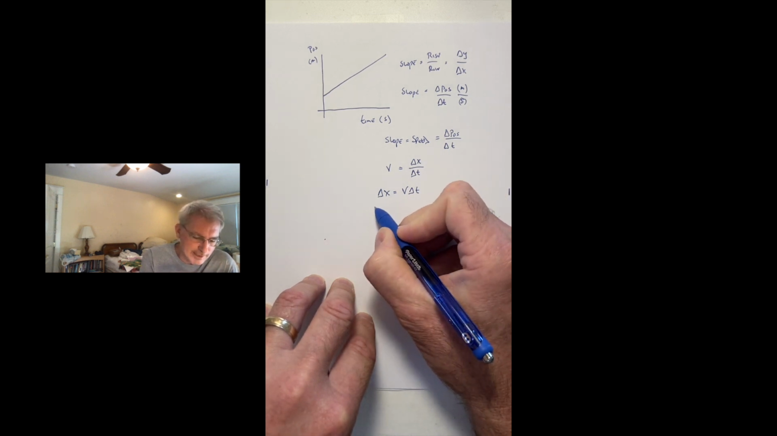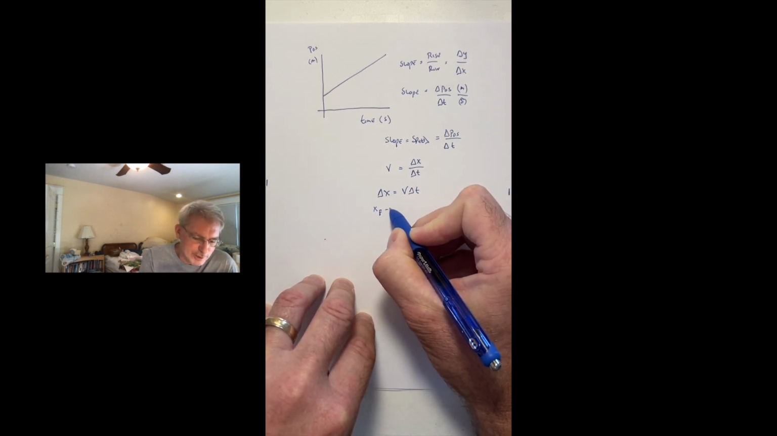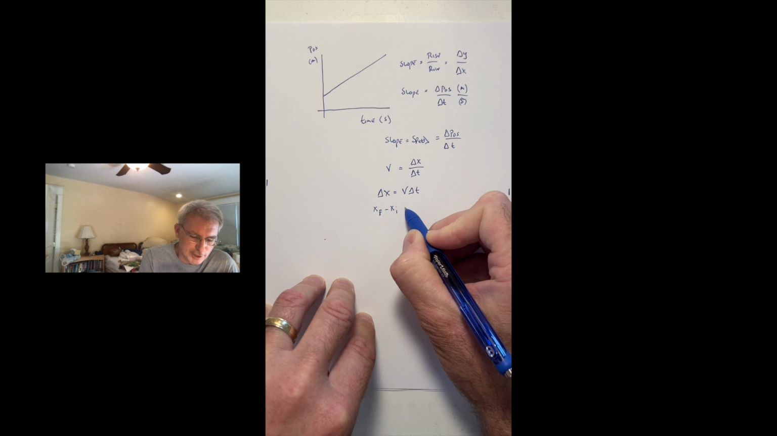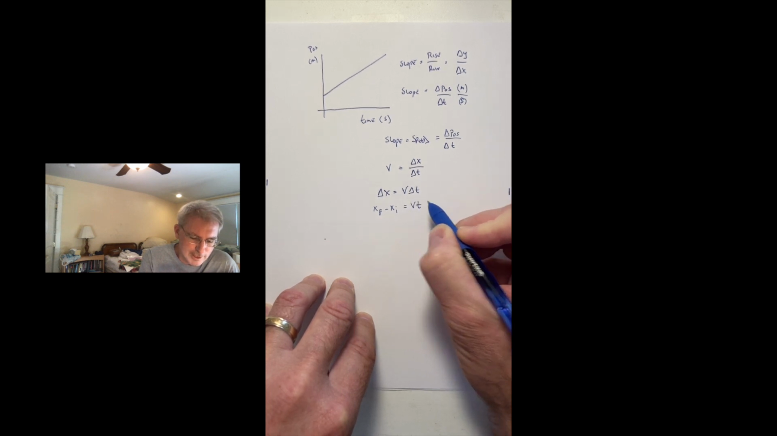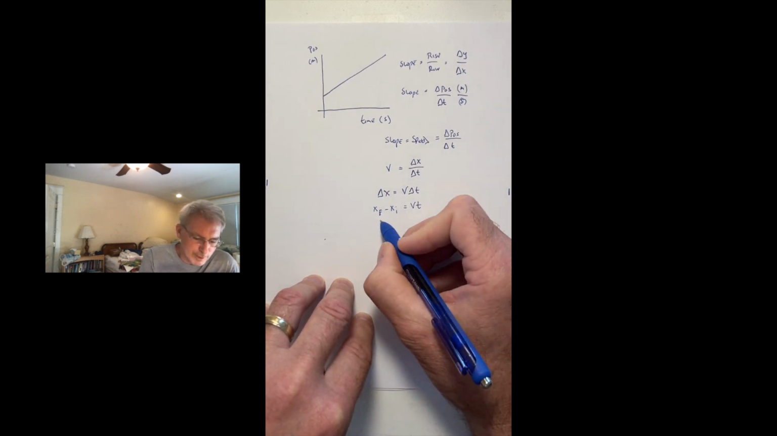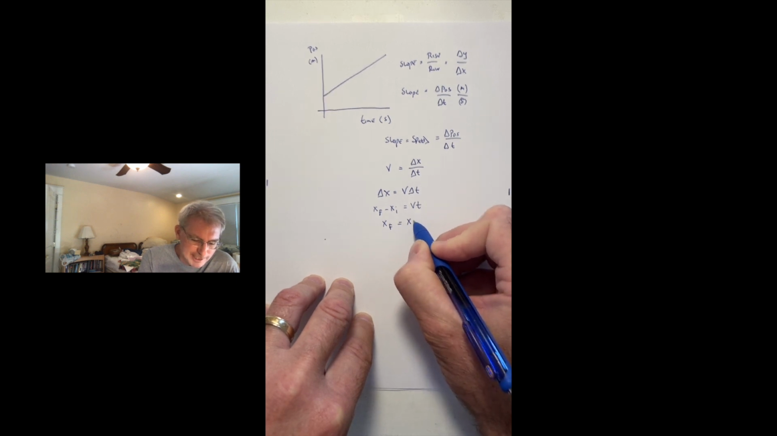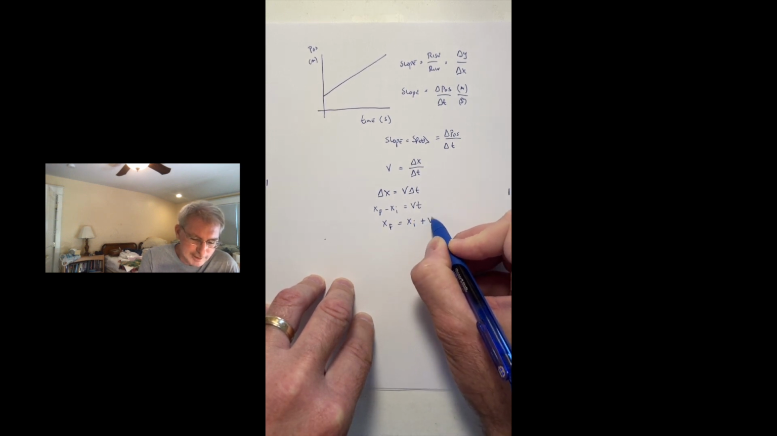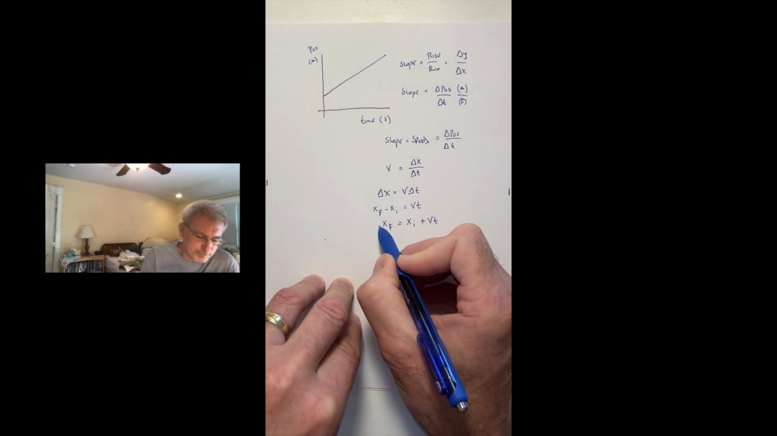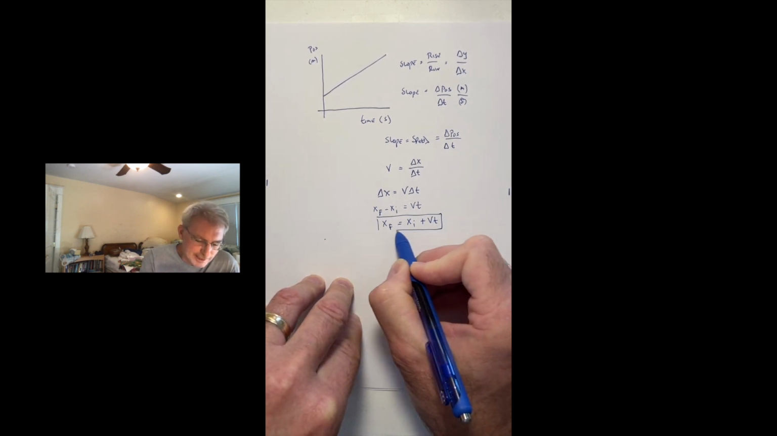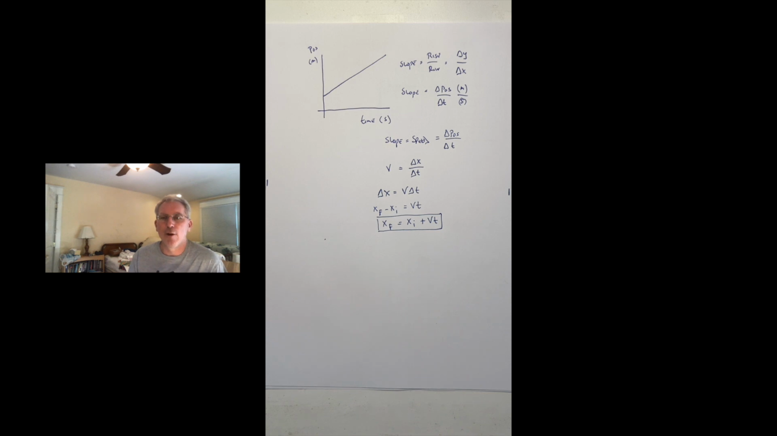But a change in x is going to be our final position minus our initial position, and that's equal to v times t. Or I could rearrange that further and say my final position is equal to my beginning position plus my speed times my time. And this is an important equation to have on hand. You're going to use it a lot.